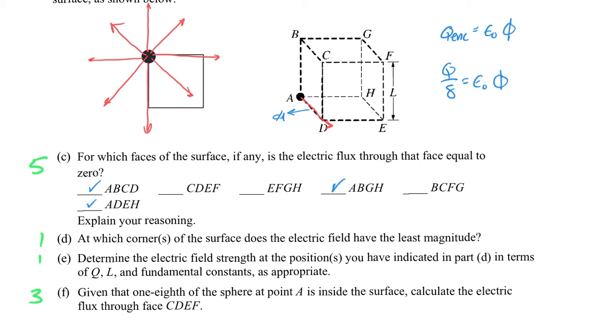Well, flux passes through three faces, and it's the same amount of flux through all three of them. So if we assume that the flux is based on those three sides, all we have to do is find the total flux and divide it by 3. And that should be the flux through one side.